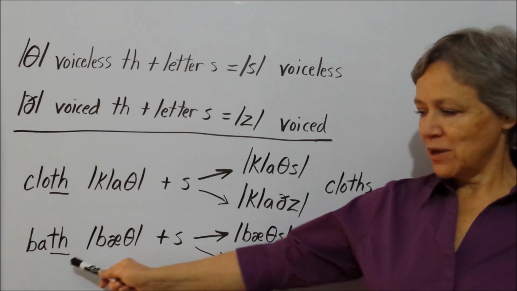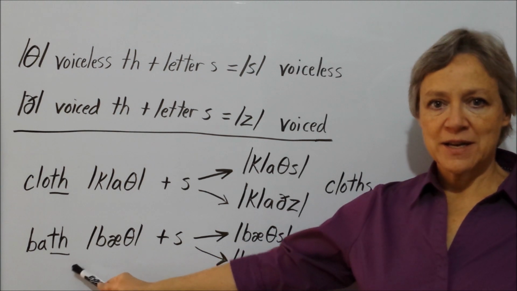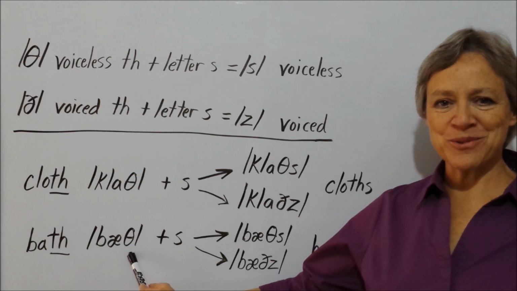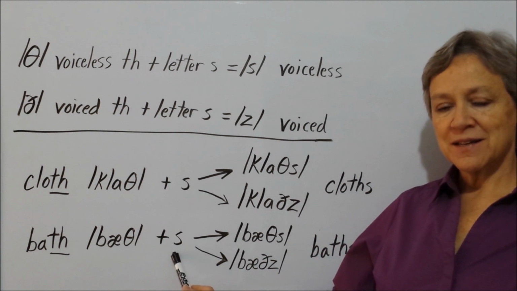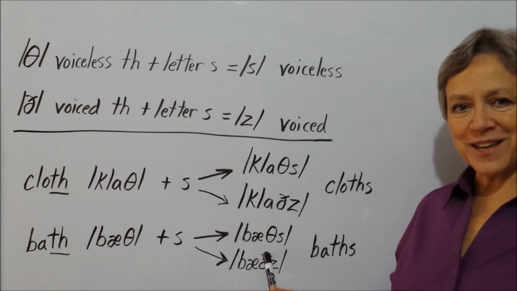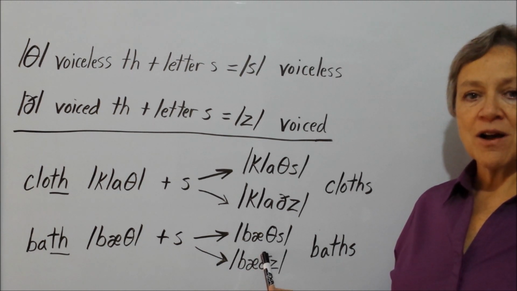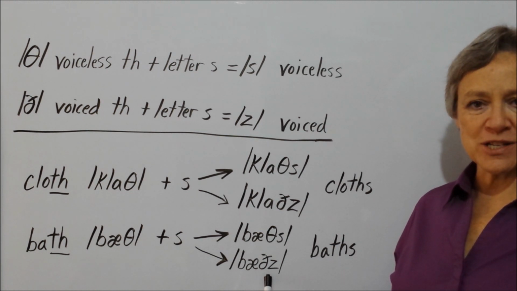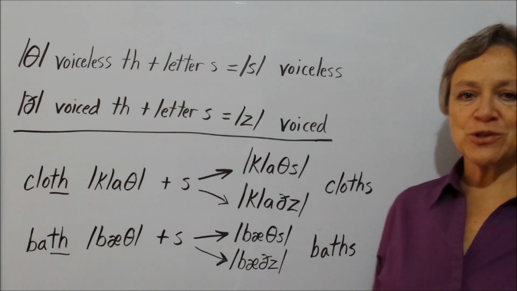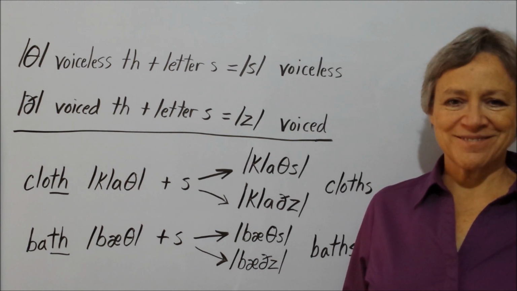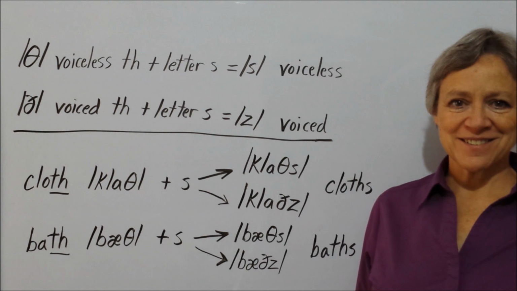Here's another example. With the word bath, the last sound is the voiceless th sound. When we add s, some speakers pronounce this as baths, so they keep these last two sounds voiceless. Other speakers change the two last sounds to voiced, and we get baths. Both of these are correct. We don't do this with every word ending in th, but with some words, some speakers make those changes.